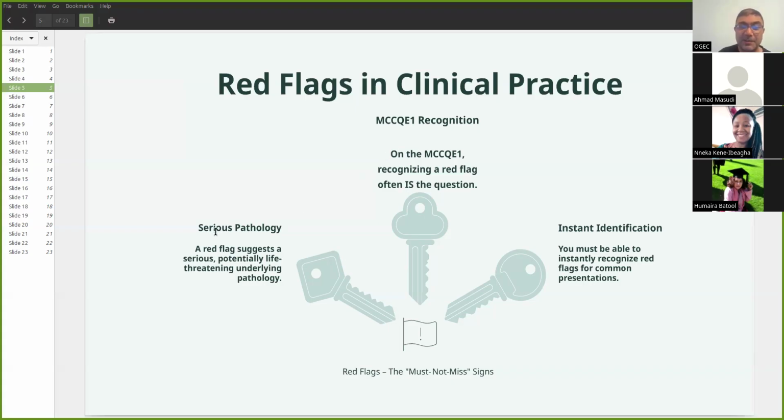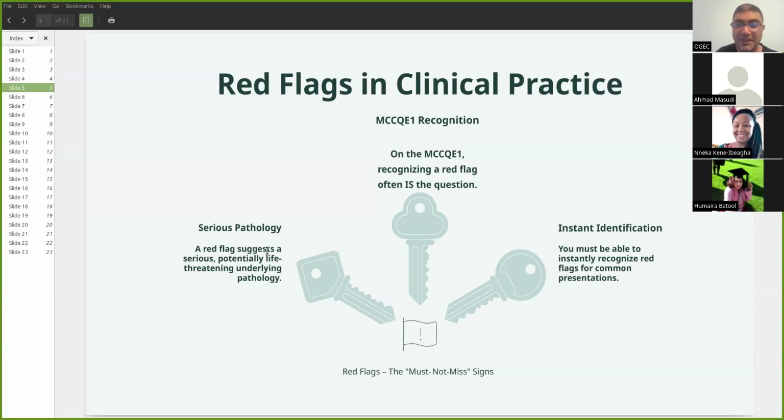So it can be a serious pathology, life-threatening, and they require us to identify it instantly. Because this is a life-threatening condition and it needs urgent management. So because of that, it's called the must not miss signs.